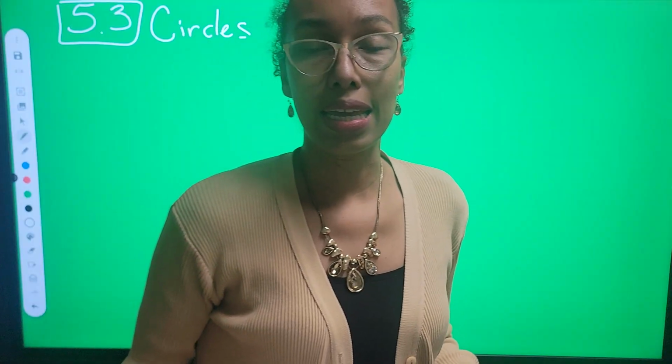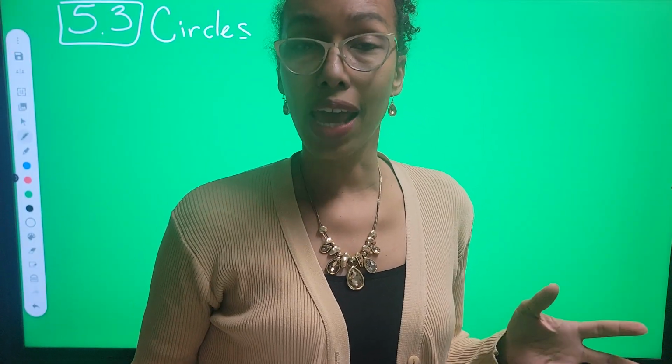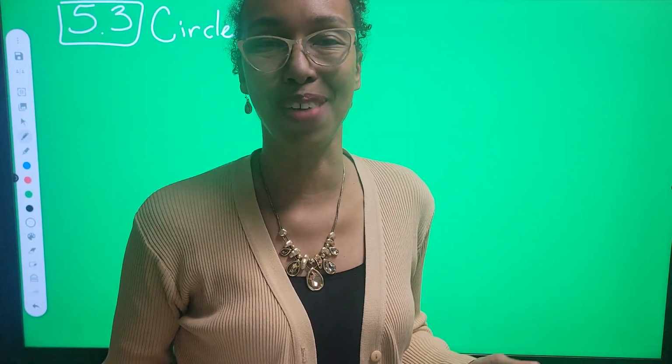Today we're looking at section 5.3, which is areas of circles. And it's on page 187 in the intermediate math textbook. I'm gonna try and talk louder so I can make sure you can hear me in the video.